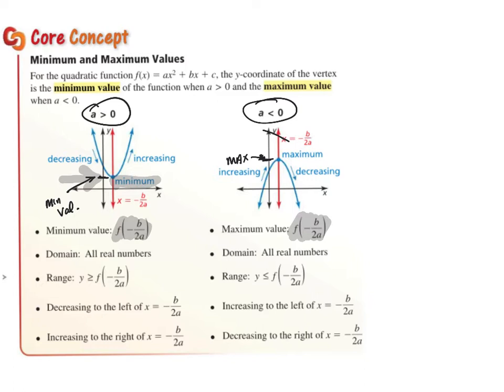The domain, which is awesome. Domain is just what x values can you put into the function. For our parabolas right now, the domain is going to be all real numbers. That means you can plug any number you want in for x, but the range is not that. The range is the y values that come out.